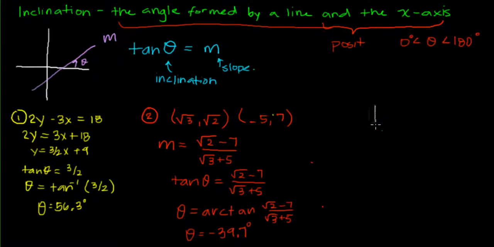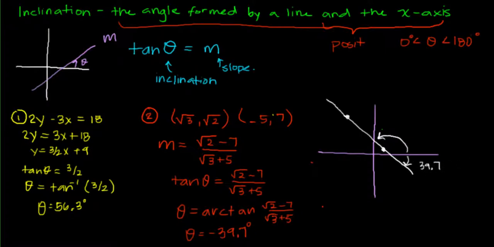But under the stipulation that the inclination has to be a positive angle between 0 and 180, we have to think about, well, what does this really mean for us? So what if we were to take our x-axis and our y-axis and then graph these ordered pairs right here? We'd have that point right there, root 3, root 2, and then negative 5, 7 is some point that's right there. So we would get a line that kept going this way, and a line that kept going this way, and we have to figure out this angle. Now what we ended up finding is this angle right here. So this angle came out to 39.7, and that's not what we want.